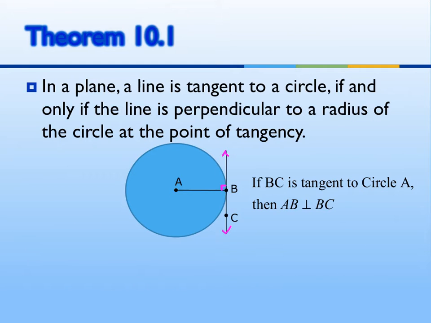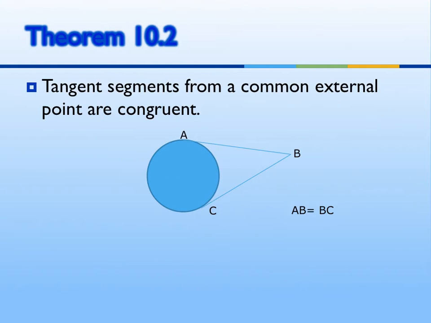So can it be any radius? The radius doesn't have to be straight. Yeah, it could be like that. This pink line would still be a tangent because it's still perpendicular. So there's two ways to look at it. It is tangent, so you know it's perpendicular, or it is perpendicular, so you know it's a tangent.